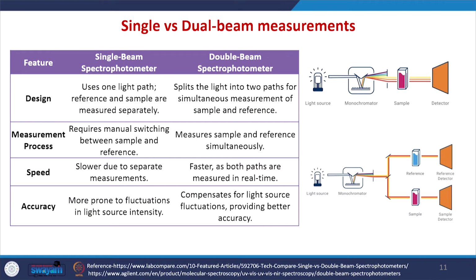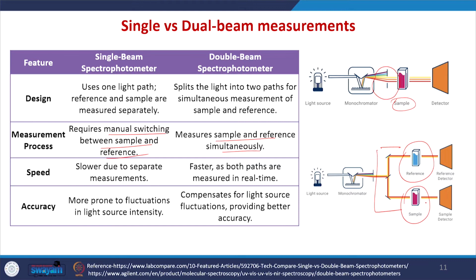Let us see the difference between single beam and double beam spectrophotometer. A single beam spectrophotometer uses one light path, and reference and sample are measured separately. Whereas, a double beam spectrophotometer splits the light into two paths for simultaneous measurement of sample and reference. The measurement process requires manual switching between the sample and reference in a single beam spectrophotometer, whereas a double beam spectrophotometer measures the sample and reference simultaneously.